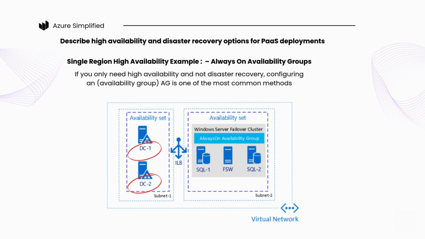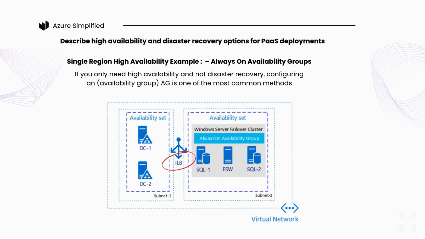3. SQL Server Failover Cluster, Subnet 2, Windows Server Failover Cluster, WSFC. This is a cluster setup ensuring high availability for SQL Server. Always On Availability Group provides database-level high availability and disaster recovery. SQL 1 and SQL 2 are SQL Server nodes participating in the availability group. FSW, File Share Witness, is a quorum witness to help in cluster decision-making and prevent split-brain scenarios.